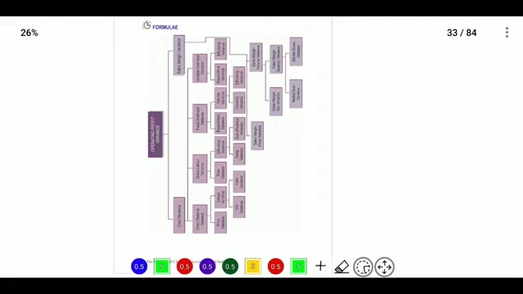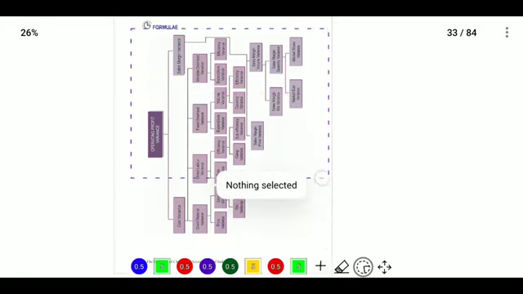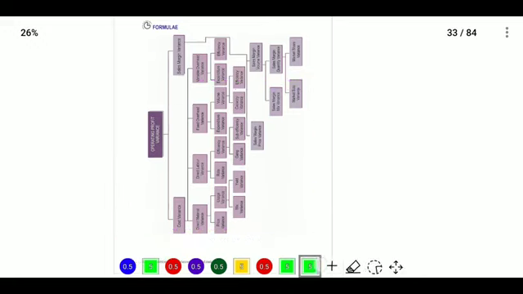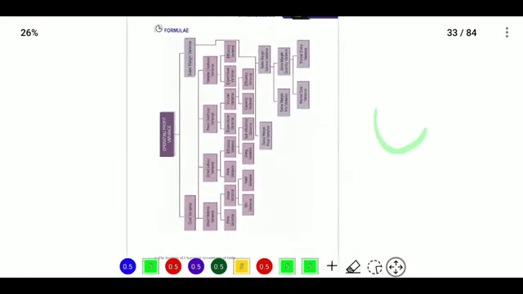Turning is not there. Can I cut this? Sorry, it was not coming here. Okay, I will explain here itself.